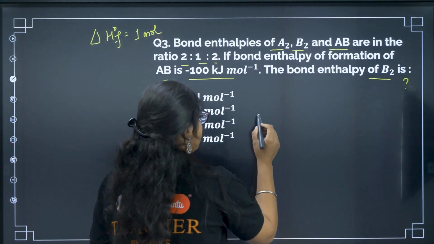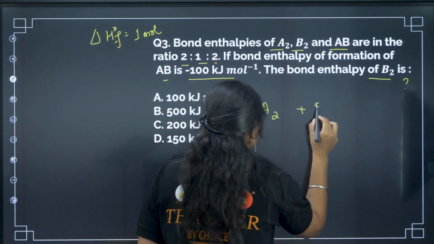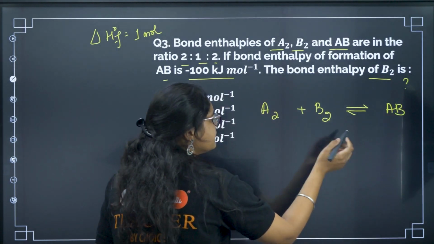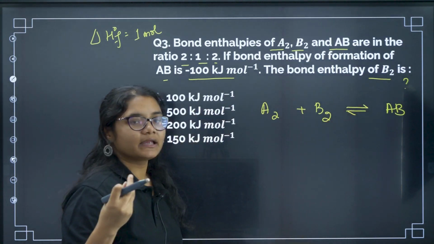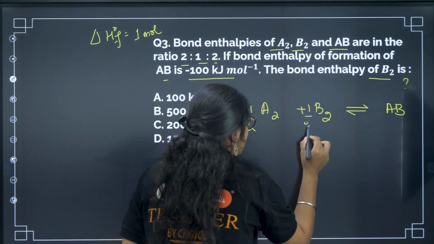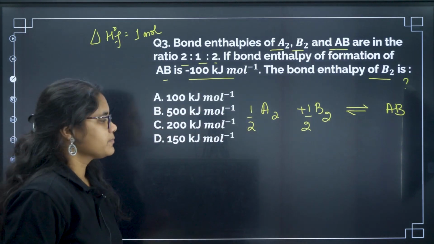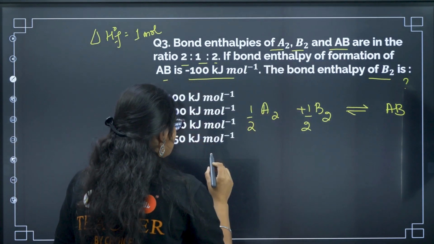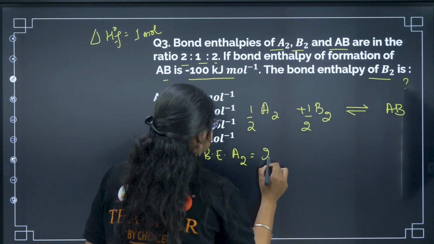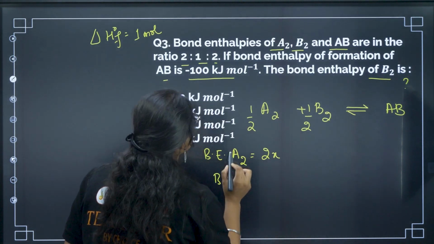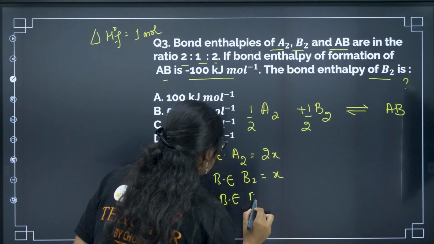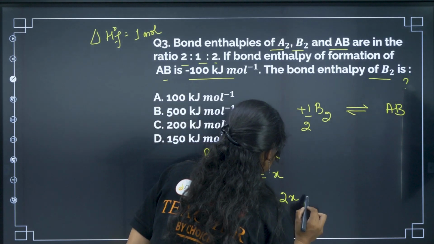So we have A2 plus B2 giving us AB. This has to be 1 mole, so we cannot make it 2AB, as the calculation will be different. So I'll write half here and half here so that the equation is balanced. Now, according to the equation, let the bond enthalpy of A2 be 2x, the bond enthalpy of B2 is x and the bond enthalpy of AB is 2x.